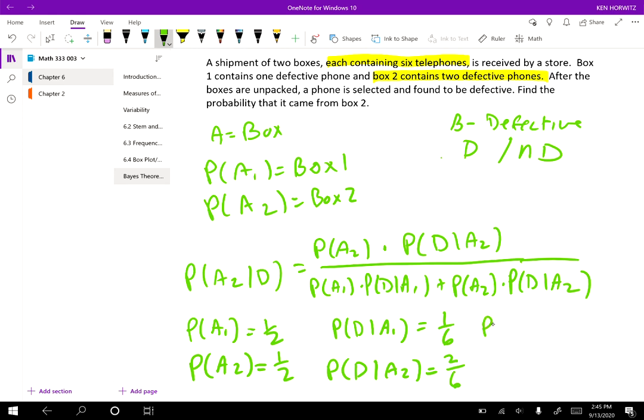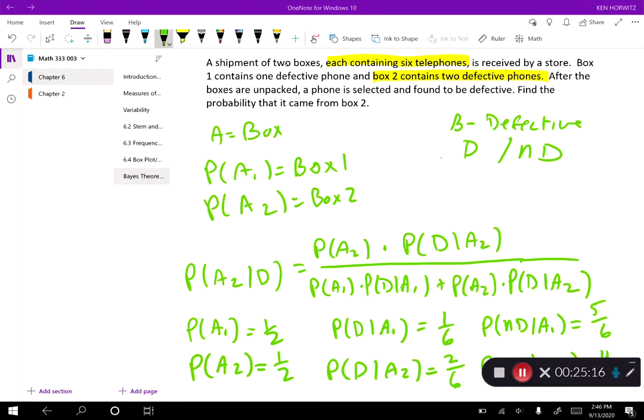But now let's get one more thing. We need the probability of not being defective given that we came from box 1. Well, if the probability of being defective coming from box 1 is 1/6, probability of not being defective in box 1 is 5/6. And we need the probability of not being defective given that we've reached into box 2, and that would be 4/6. All right. So at this point, why don't you pause the video and see if you can start filling in the formula.